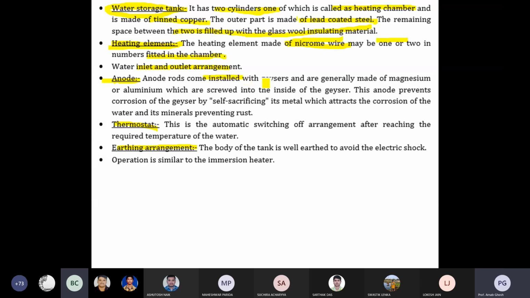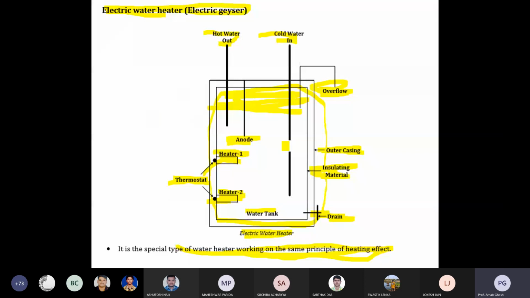Anode rods are inserted in geysers and are generally made of magnesium or aluminum, screwed into the inside of the geyser. This anode prevents corrosion of the geyser by self-sacrificing. Its material attracts the corrosion from the water, minerals, and rust. That's why the anode rod is there. If there are a lot of minerals that are corrosive in nature, which may cause degradation of the chamber or other metal, then the self-sacrificing metal automatically combines chemically with that material, and it can be sedimented just below the tank.